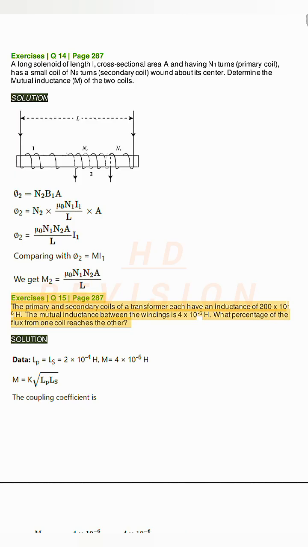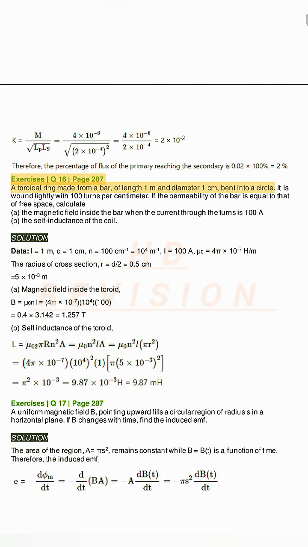Exercises Q15, page 287. The primary and secondary coils of a transformer each have an inductance of 200 times 10 to the minus 6 H. The mutual inductance between the windings is 4 times 10 to the minus 6 H. What percentage of the flux from one coil reaches the other? Solution.